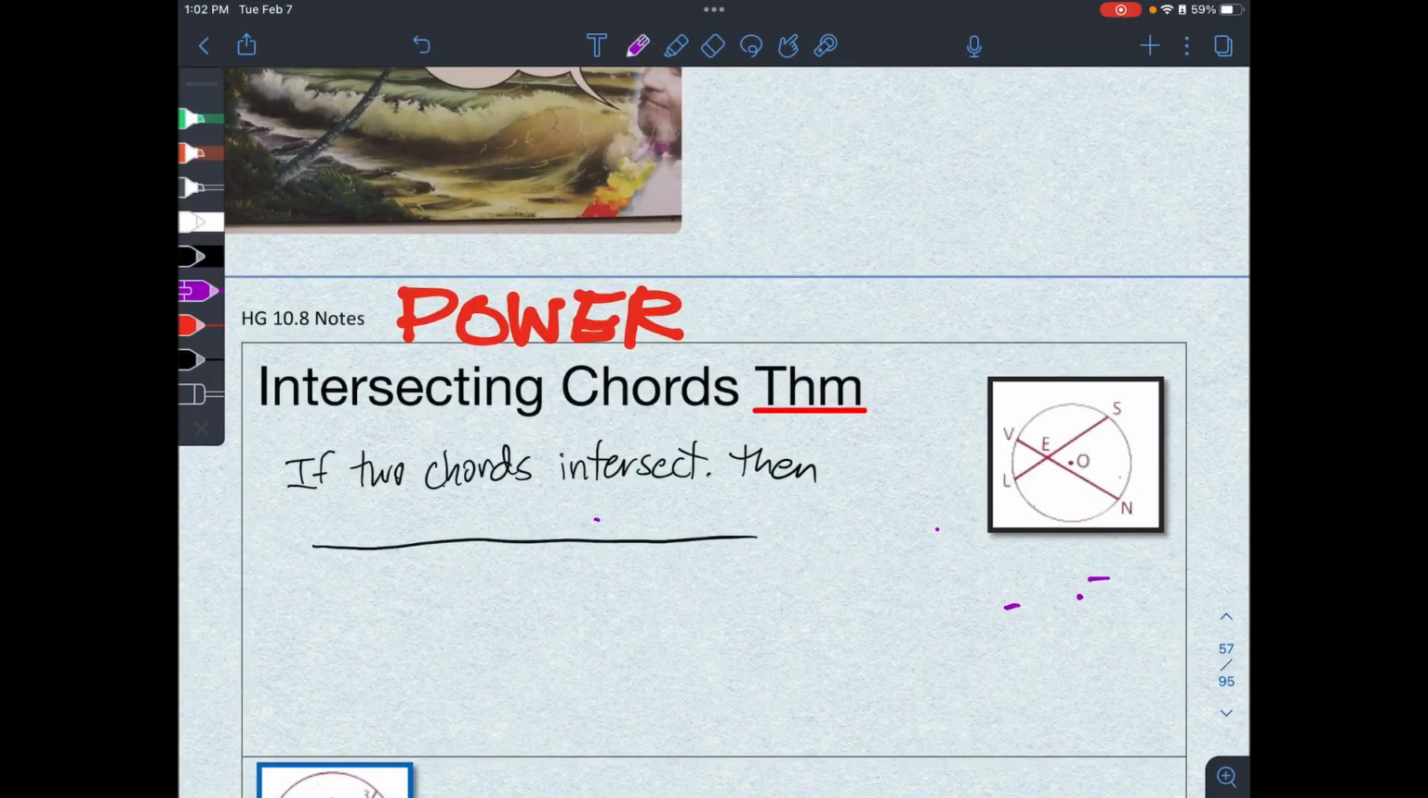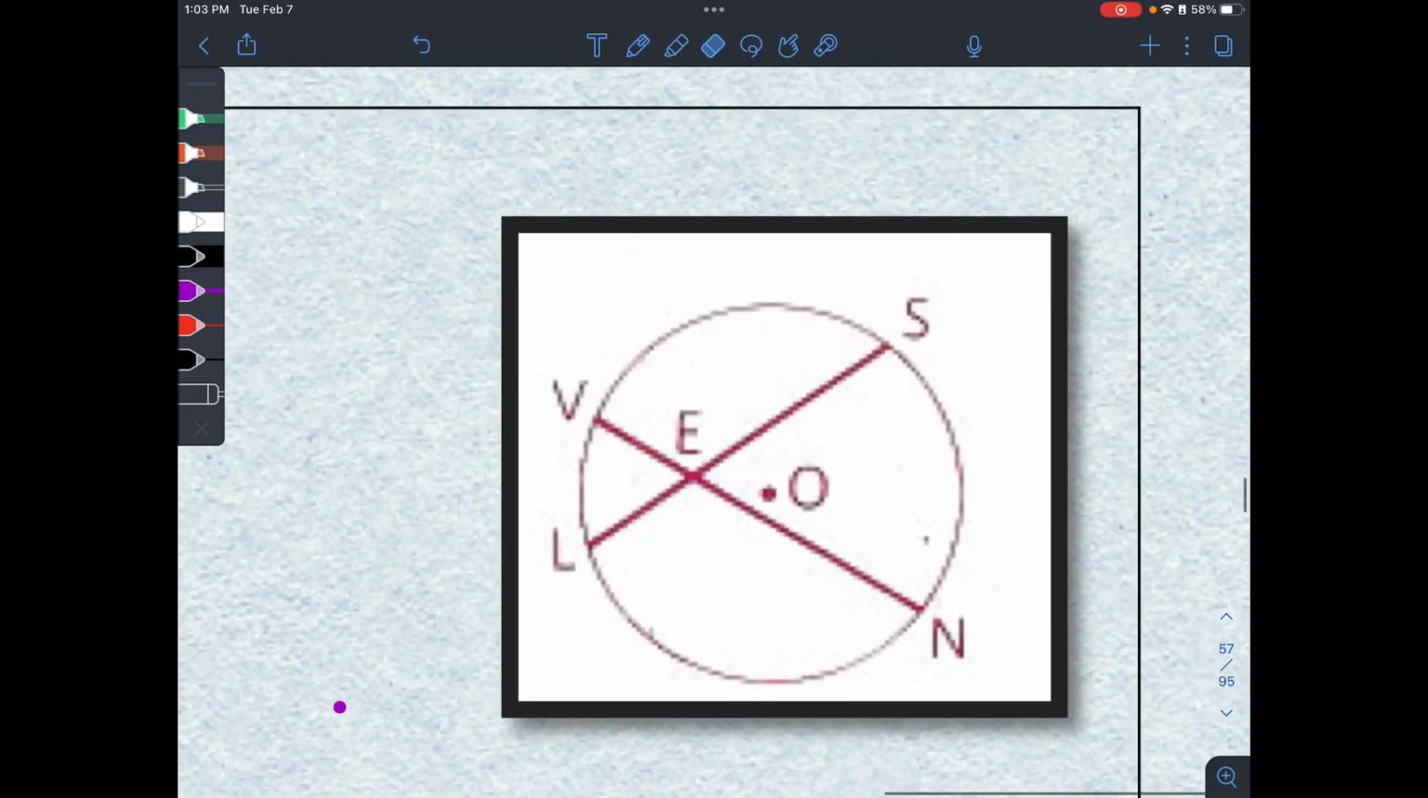Go, a lesson on power theorems. Specifically, these are theorems involving lines and circles. I'm going to leave it really generic by saying lines, because the lines are going to be different types of lines. In my first example, we have two chords.